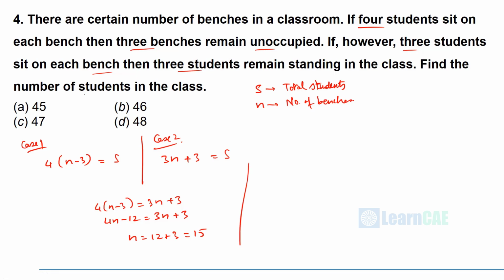They are asking the number of students, so we shall use any of these equations. Let us use the first one. 4 into n minus 3, n is 15, 15 minus 3 is equal to S. 4 into 12 is equal to S. S is equal to 48. The answer is D, 48.